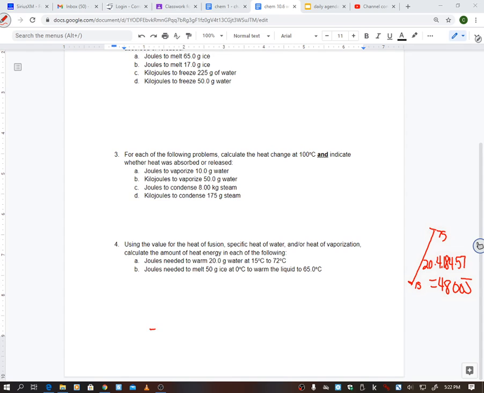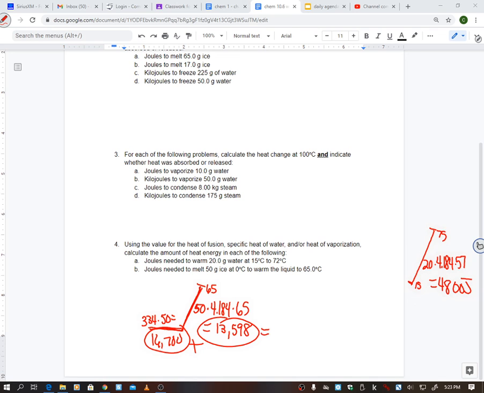On B, I'm at 0 degrees and I warm up to 65. So I'm going to have 2 steps. That's why I draw this. Right away I know I have 2 steps. I've got the 0 degree line. So that magic number is 334 times my mass of 50, which is going to equal 16,700. Now this part right here, I've got my mass of 50 times 4.184, the specific heat of water, times my temperature change, which is 65, and that is going to equal 13,598. So now I'm not done. I need to take both of these numbers and add them together. So I'm adding them together, and my total is 30,298 joules of energy for water to go from 0 and heat up to 65.